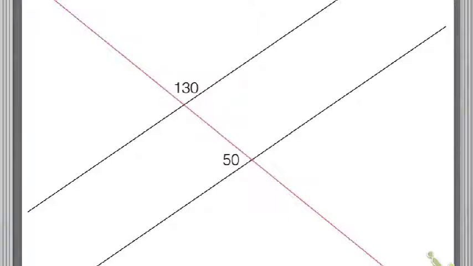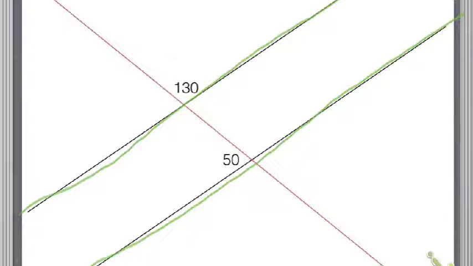And the question that we're trying to answer is, what can we know about these two black lines? What can I figure out about this line right here? And what can I figure out about this line right here? The way that I'm going to figure out something about these two lines is I'm going to look at the angle measures that are formed by linear pairs and vertical angles.